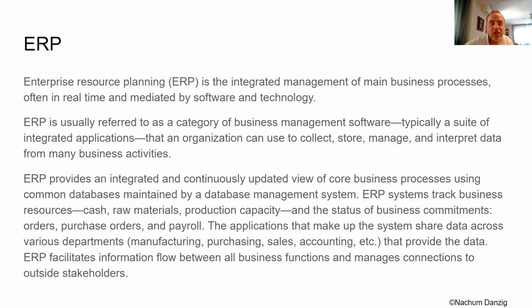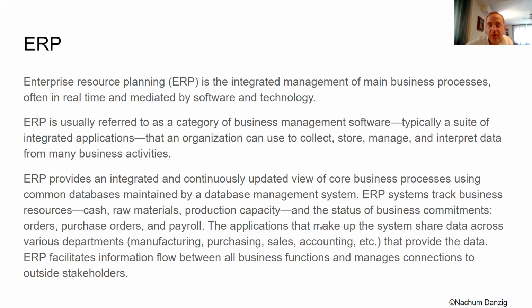In other words, I can check at any minute how much money I'm making today. If I want to know how much money I made today, or how much money I made this hour, or how many sales are happening in the past hour, I can keep track of everything my company is doing. ERP systems track business resources. That's why they're called resource planning. What are resources? Cash, raw materials, production capacity, factories, and also employees, and the status of business commitments, orders, purchase orders. In other words, I've ordered something, has it arrived?